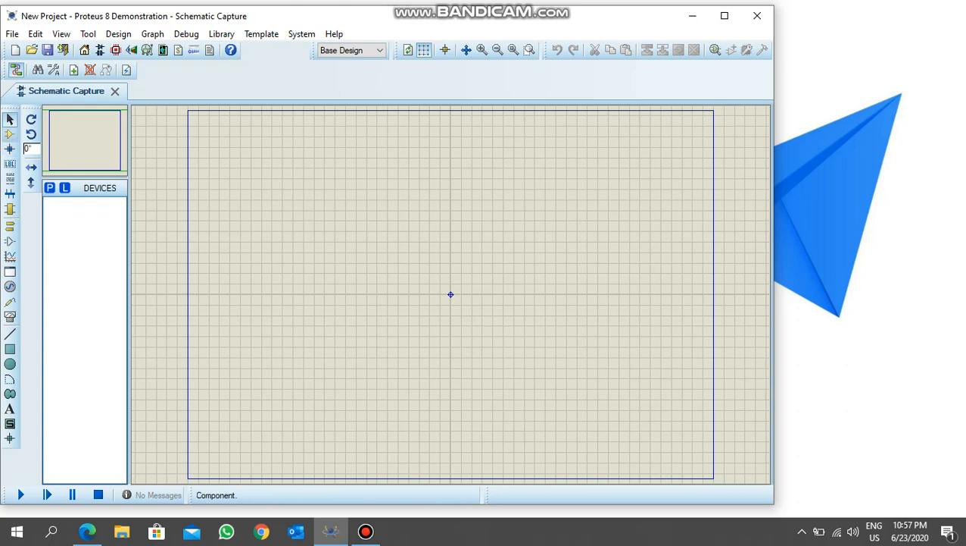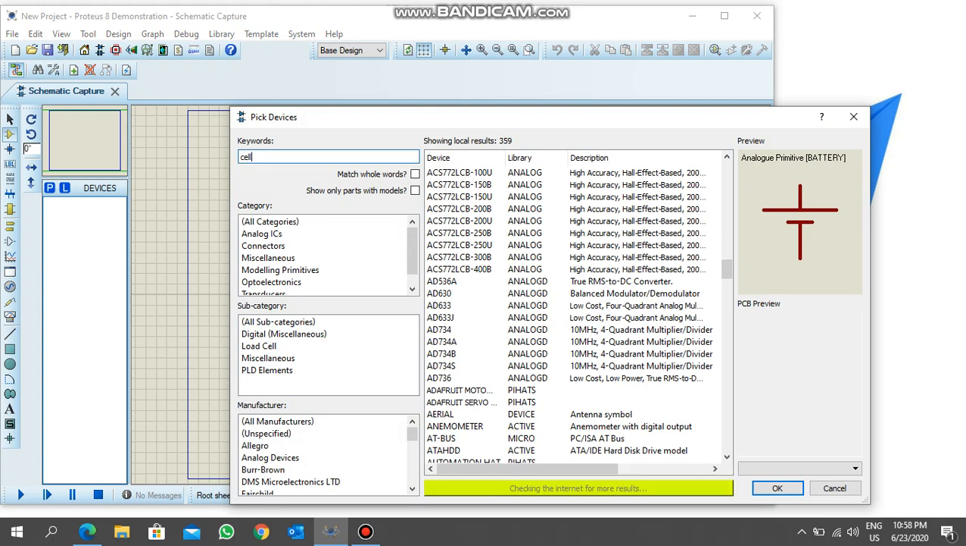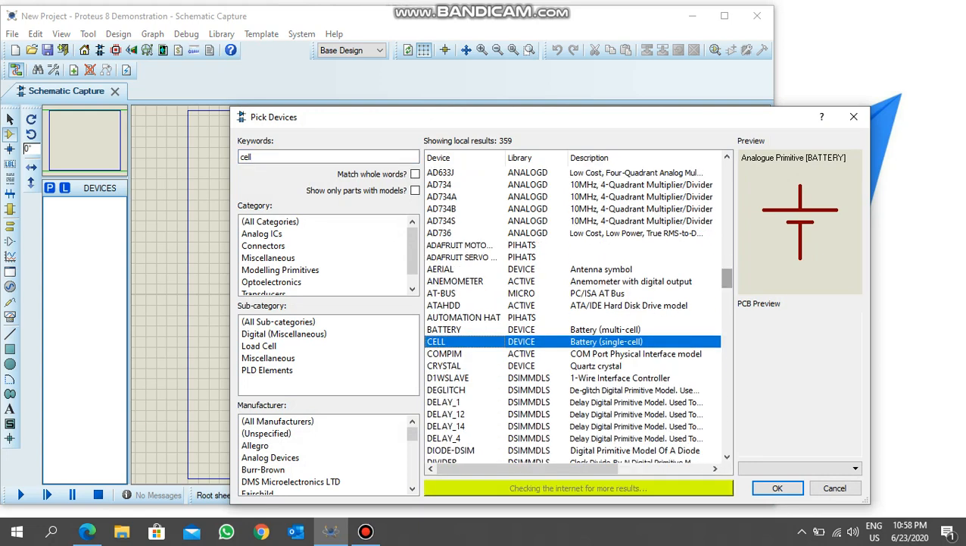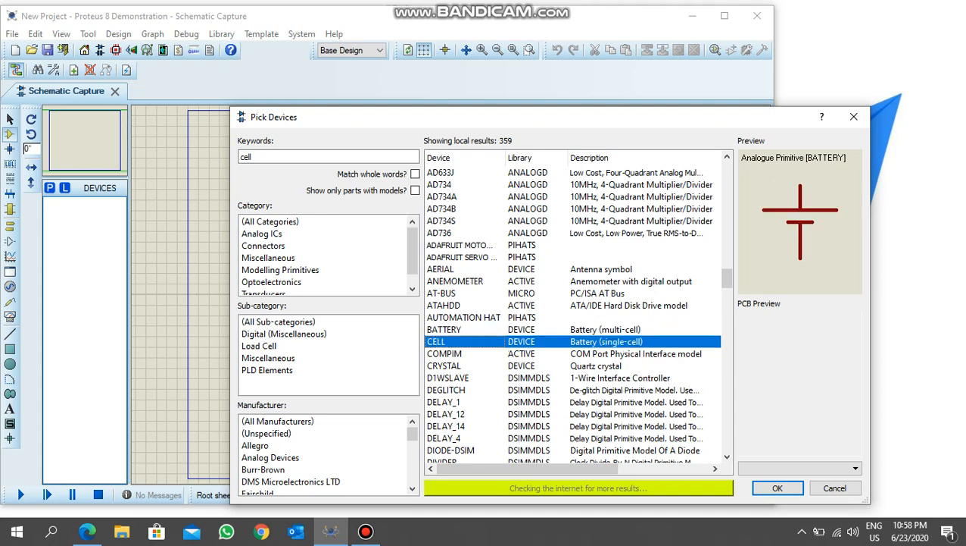and we will click on the component mode, and let's start. Select our components by clicking on the P. So the first thing we need is the battery, so we will write cell. So this is the cell. You can select battery and you can select cell also, anyone is okay. So I'll select the cell device.